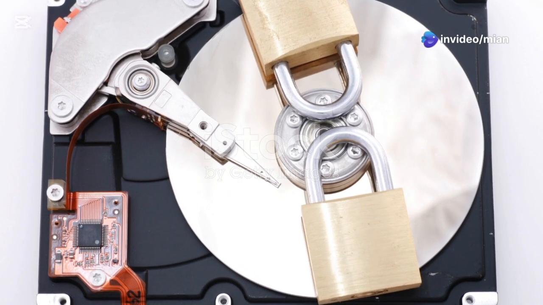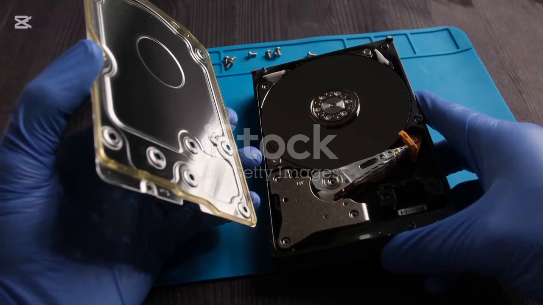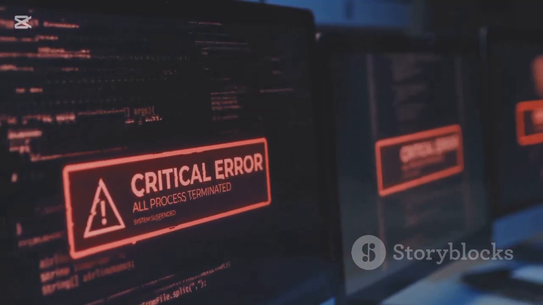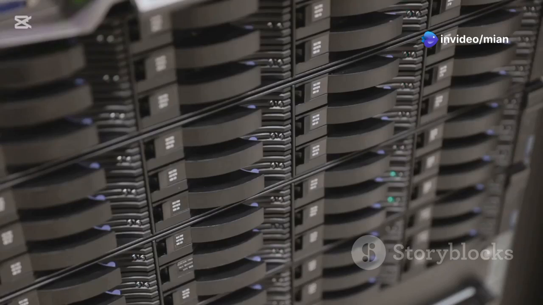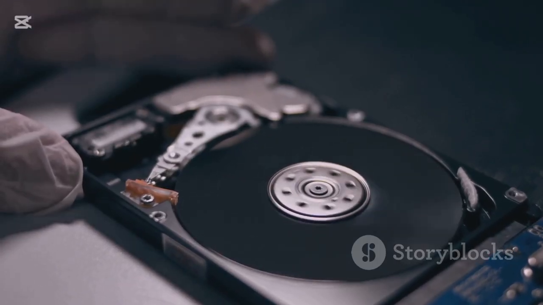GPT offers better security features than MBR. GPT includes a feature called Protective MBR. This feature prevents older disk management tools from mistaking a GPT disk for an uninitialized MBR disk and overwriting its data. GPT also stores copies of the partitioning and booting data across the disk. This means if one part of the disk is damaged, the data can be recovered.